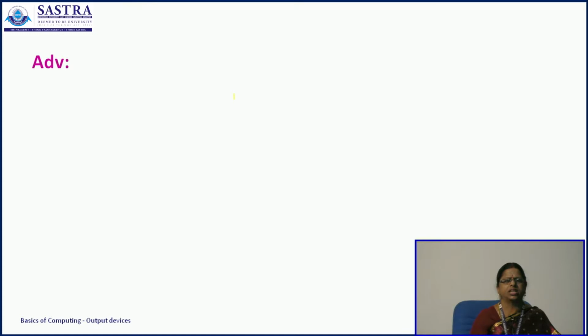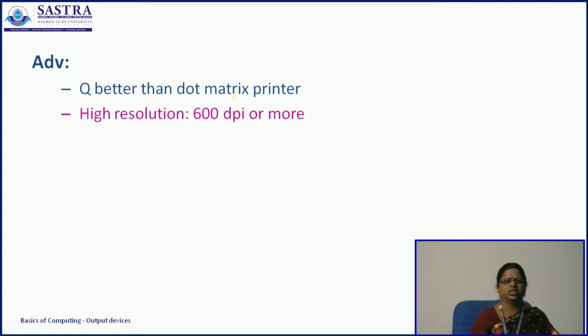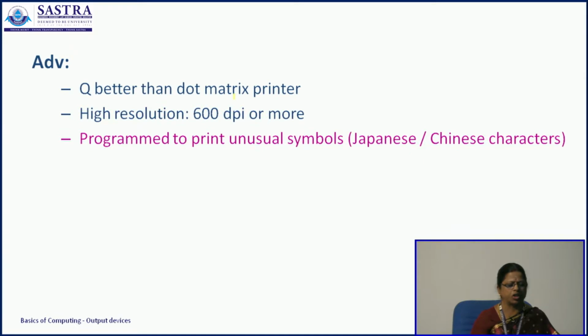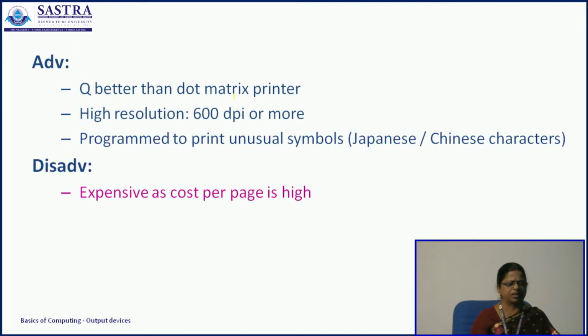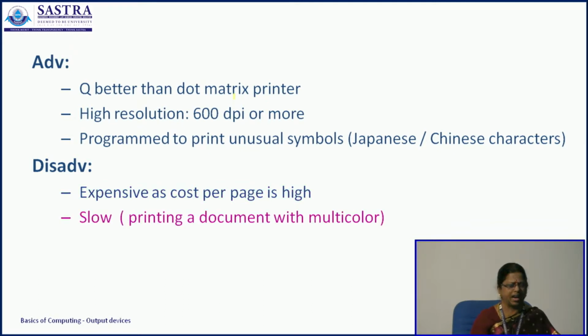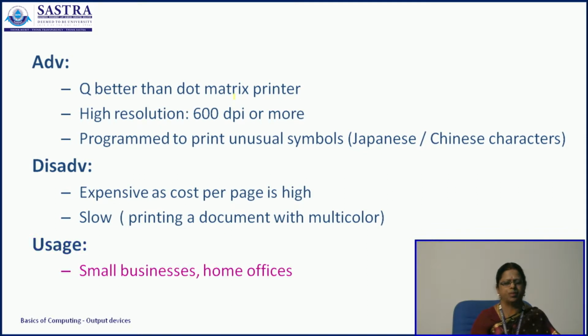What are the advantages of inkjet printers? The quality is better than the dot matrix printer. It has a high resolution of 600 dots per inch or more. It can be programmed to print even unusual symbols like Japanese or Chinese characters. What are the disadvantages of inkjet printers? It is expensive because the cost per page is high. It is slower in cases where it has to print a document with multiple colors. It is used in small businesses and also in home offices.